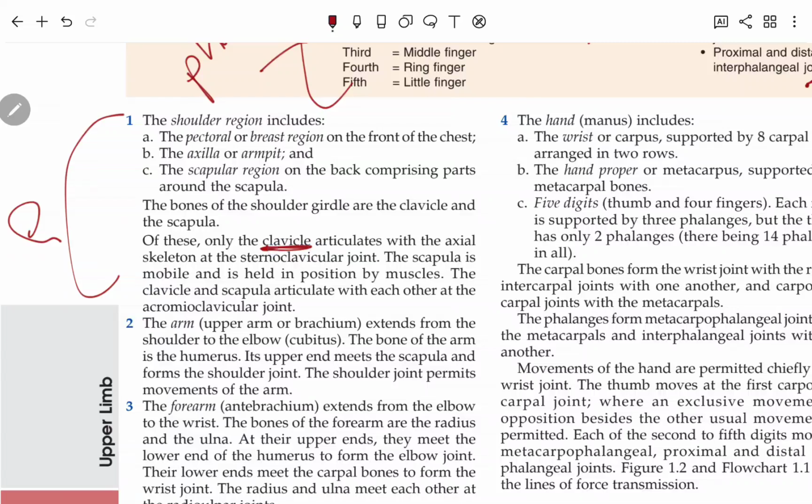Only clavicle articulates with the axial skeleton, which we know connects both axial and appendicular skeleton. The scapula is mobile and is held in position by muscles. The clavicle and scapula articulate with each other at the acromioclavicular joint.